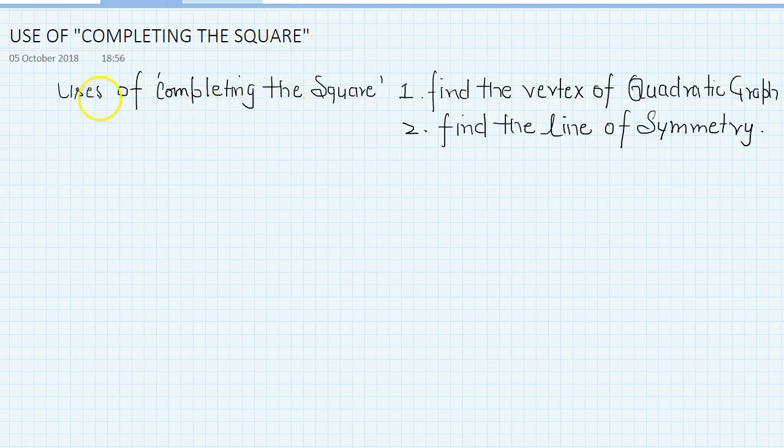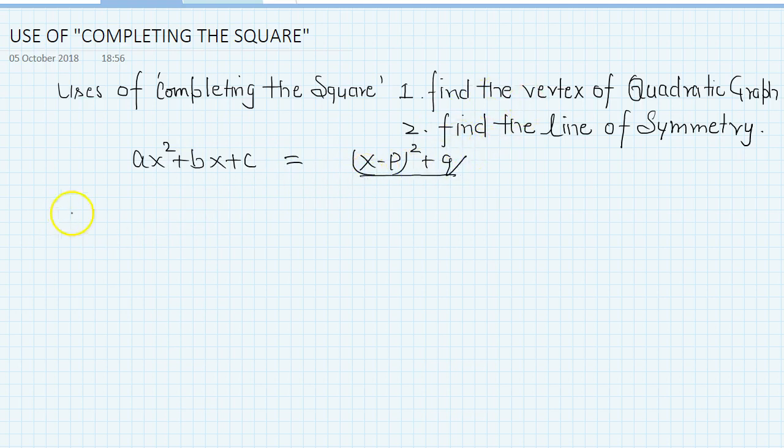Today we are going to study the uses of the completing the square method. This method is used to find the vertex of a quadratic graph and to find the line of symmetry. Now the completing the square is in the form of (x minus p) square plus q. So if the equation is ax square plus bx plus c, this equation can be written in this form. Let's study the right side of the equation.